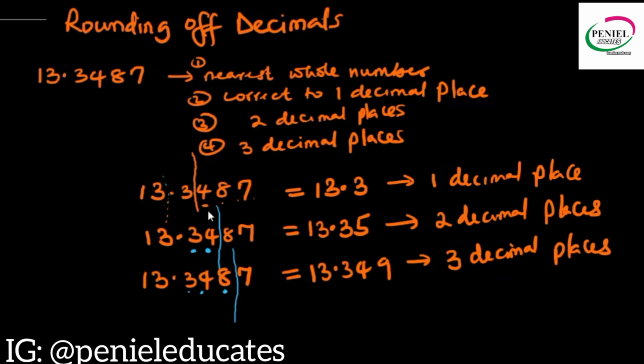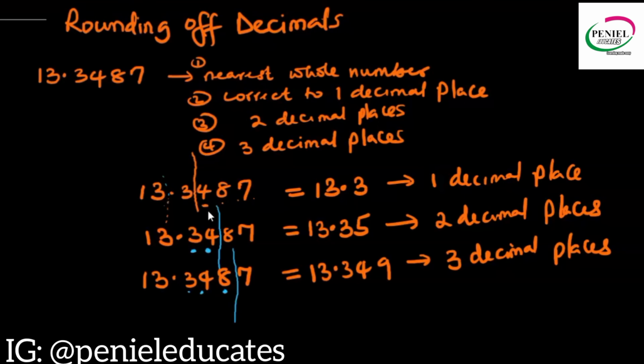Now, one thing you need to take note of in this conversion is that immediately we have converted to one decimal place, it's only one digit after the dot. For two decimal places, we only have two digits after the dot. For three decimal places, we only have three digits after the dot. So we have 13.349.